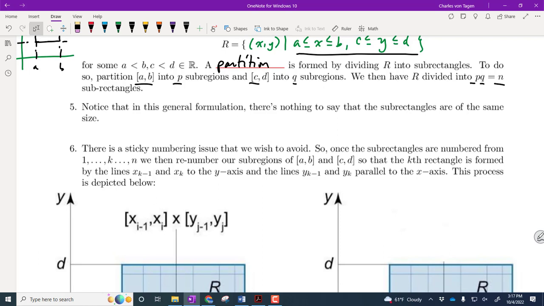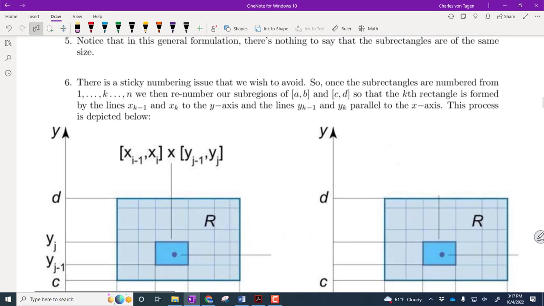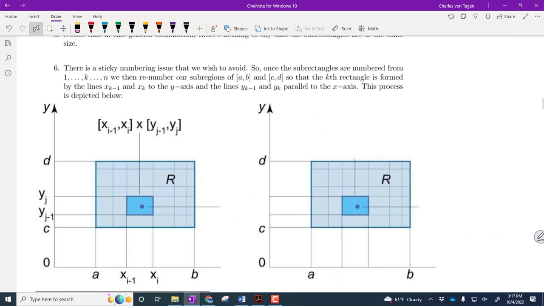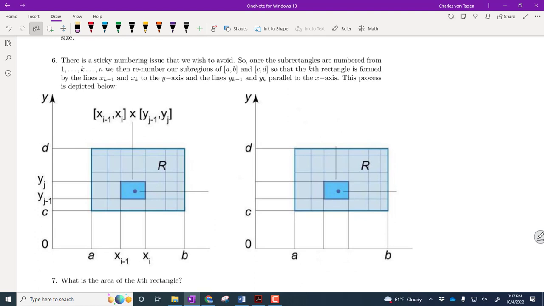Notice that in this general formulation, there's nothing to say that the subrectangles are the same size. That's what we just saw. One issue that I am not going to go through, which you will eventually do if you go back to do more math classes, you take what's called advanced calculus, where you go back and you prove all of this, is the issue of renumbering these.